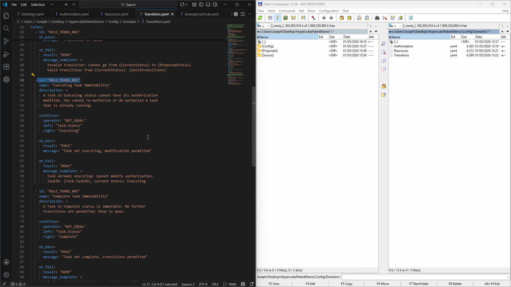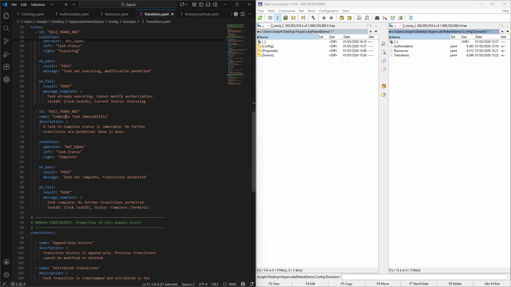Rule trans 002. Executing tasks cannot be reauthorized. You cannot change the rules mid-execution. Rule trans 003. Complete tasks are immutable. Done is done.